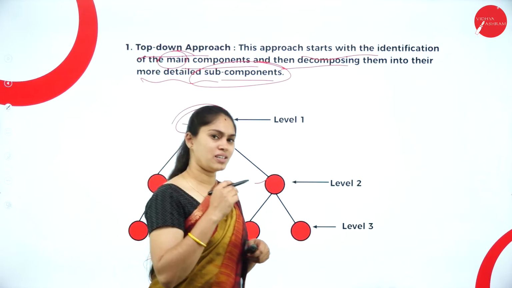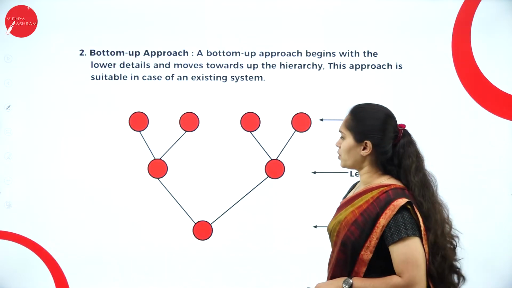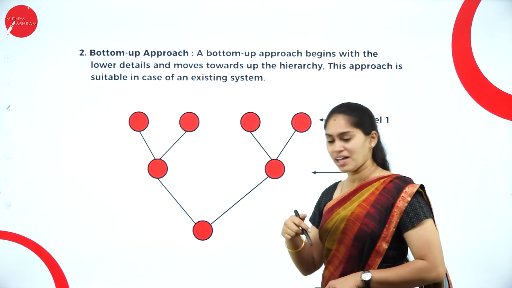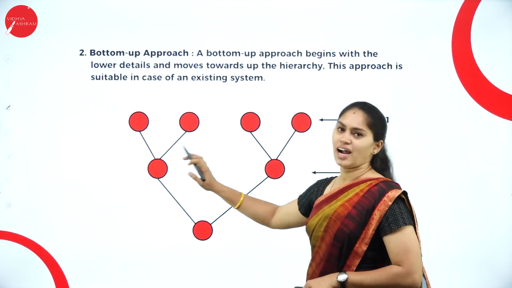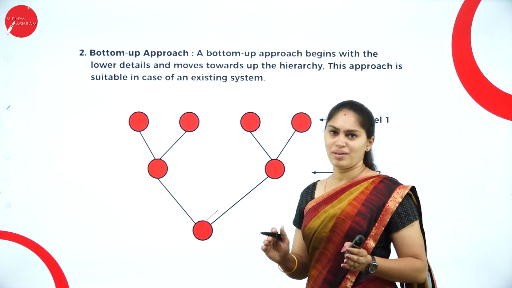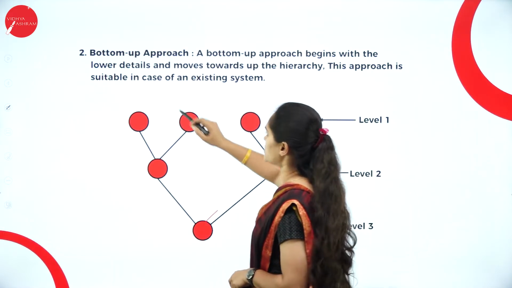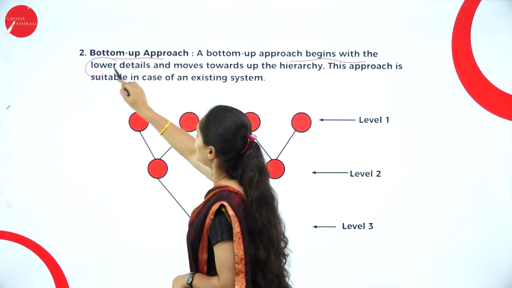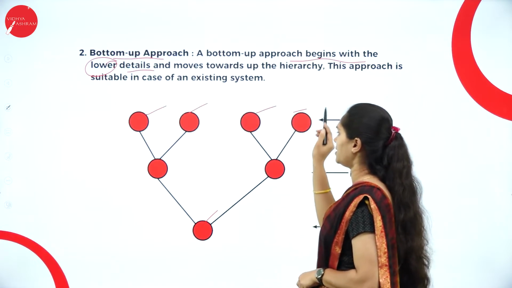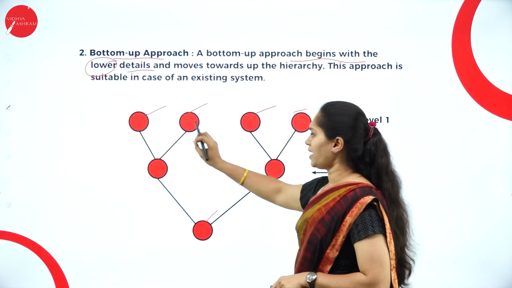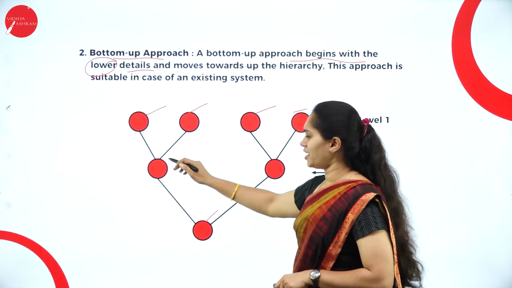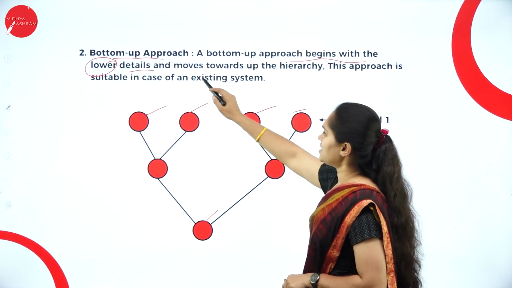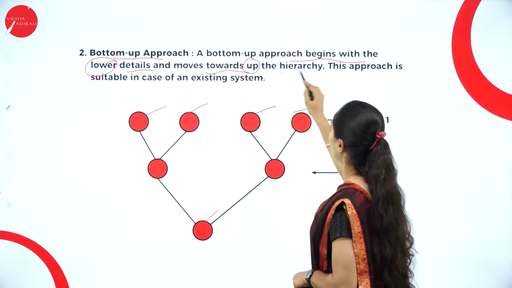What if it is inverted? That is the bottom-up approach. Already we have certain developed modules. Based on my requirement, I have to choose them and get a solution for my complex task. This is an inverted tree. So that is the bottom-up approach, which begins with the lower details. Here not many details will be there, right? You need to pick up all the modules to satisfy your requirement, so it has lower details and moves up the hierarchy.